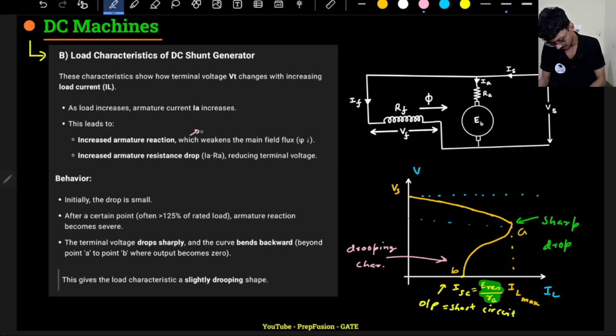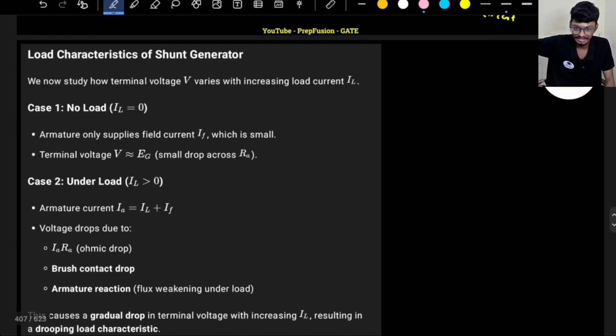Of course here, additional brush drop is there. If armature current increases, the brush drop will also slightly increase. So all these drops are already included here. I have just divided it into three cases.